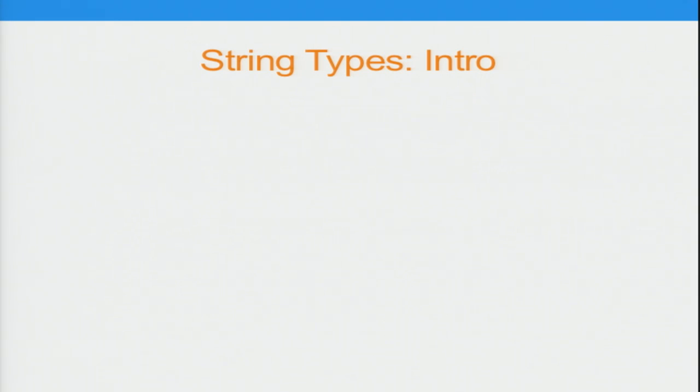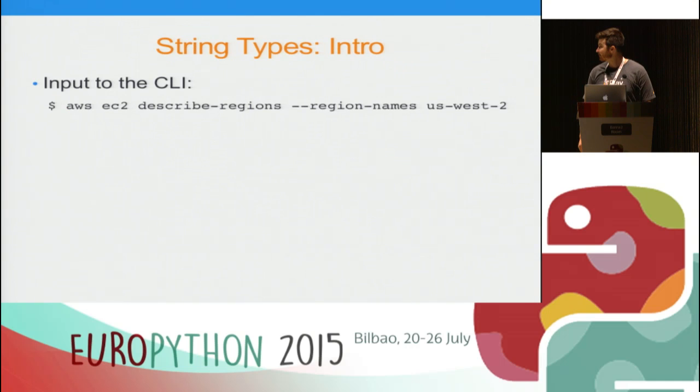So one example of how to handle string types is input to the CLI. With input to the CLI, we'll have a bunch of different types of input we could be receiving. And here's an example of a CLI command. We're trying to run the ec2 describe-regions command, which will just print out what regions are available for you in ec2. And the input we apply is region-names, the value being us-west-2.